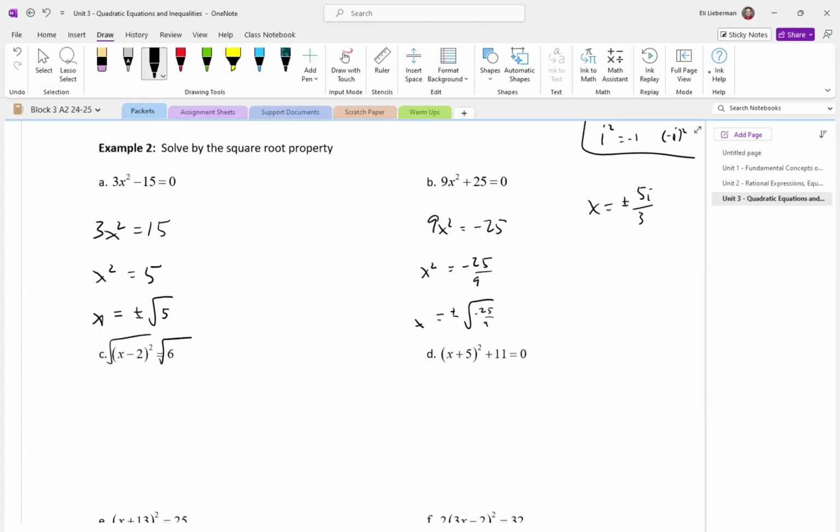That leaves us with, on the left, x minus 2, and on the right, plus or minus square root of 6. And now it's going to be x equals, you remember, 2 plus or minus root 6. I'm going to squeeze that in before the plus or minus. 2 plus or minus square root of 6.